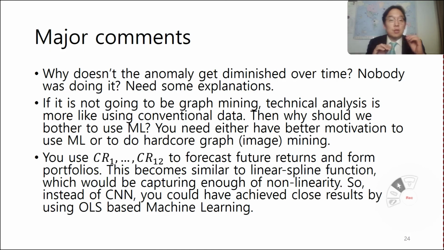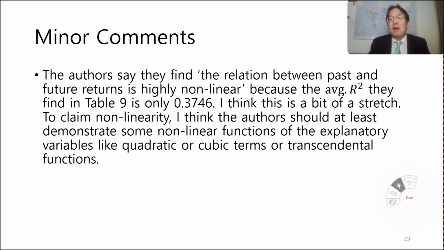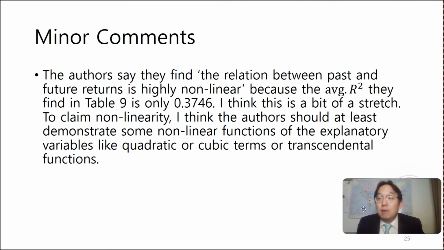You use CR1 through CR12 to forecast future returns and form portfolios. This becomes similar to a linear spline regression in some sense, a linear spline function, which would be capturing enough of the non-linearity. So instead of CNN, you could have achieved close results by using OLS-based machine learning. Why bother with CNN, right? Maybe a question like that, just to be a referee, right? Minor comments, right? Referee police, I guess, right?